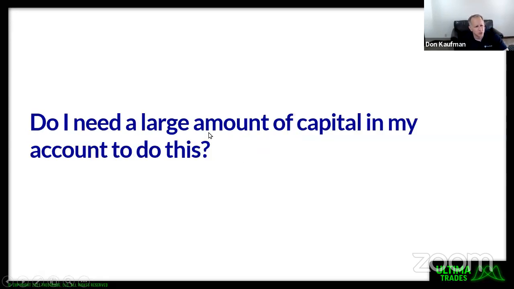Do we need a large amount of capital in my account? No, that's now the 7th time I've mentioned you do not need a large amount of capital in your account, because you can now do this with very, very minimal amounts of margin.